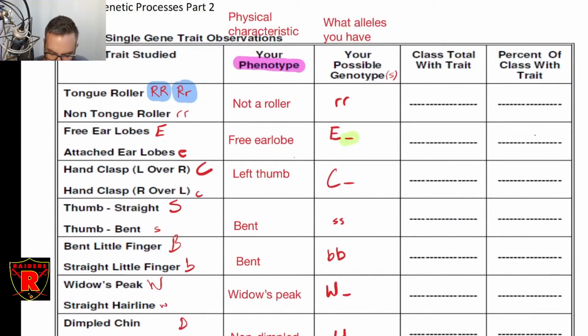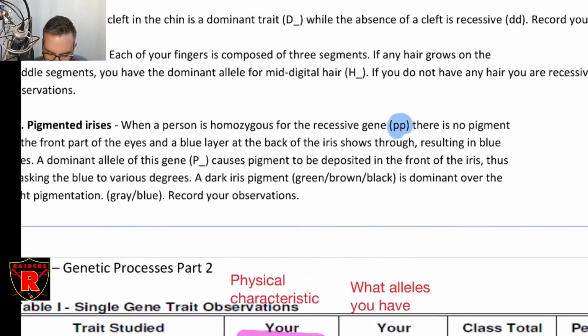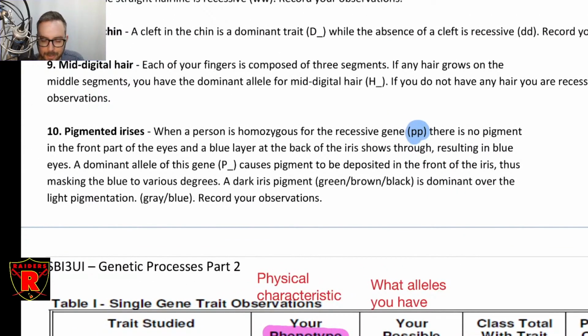Okay, last one, and this one is a little bit more difficult to sort of pick out. But I mentioned that there is a Mendelian trait for more melanin in the iris or less. Okay, and so how you determine this is if you have darker colored eyes, that is, you would describe your eyes as green, brown, or black, you would say that you have the pigmented iris. You have more melanin in your iris. If you have light eyes, like light gray or blue, you would call that light pigmentation.